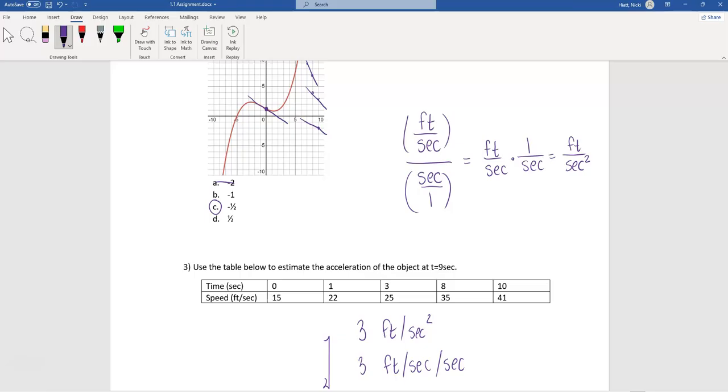Which is, I don't know how much you guys had Mr. Blevins for chemistry.